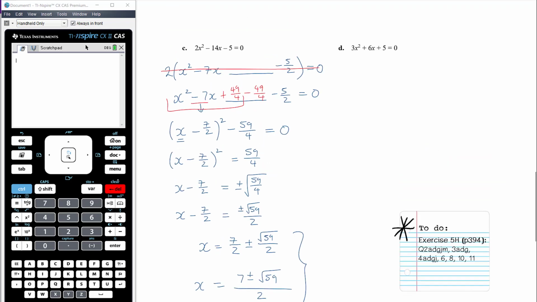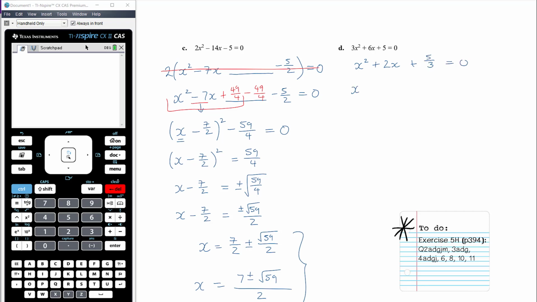Okay, final example here, 3x squared plus 6x plus 5 equals 0. So the 3 is a problem, we can't complete the square yet. So the first thing we're going to do is, we don't need to factor it out because we've got equals 0 on the other side. We can divide both sides of the equation by 3. So we get x squared plus 2x plus 5 on 3 equals 0.